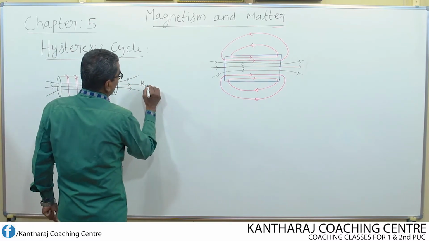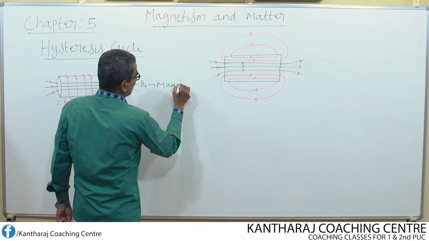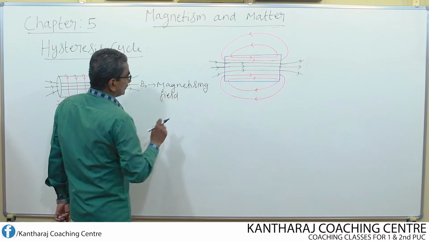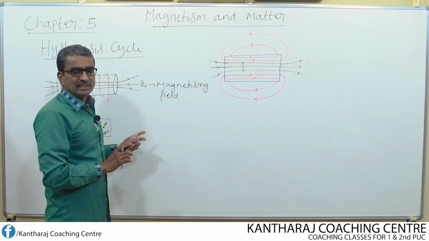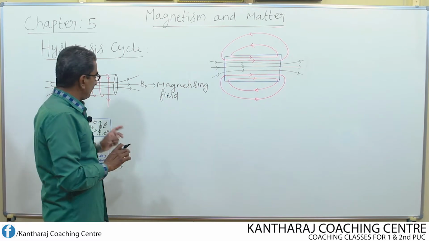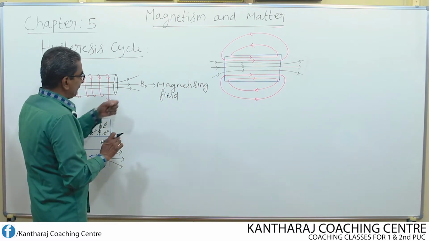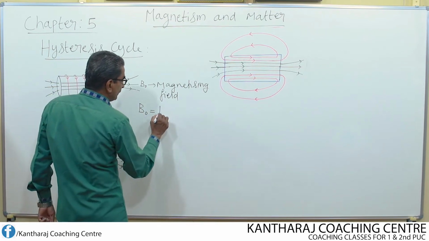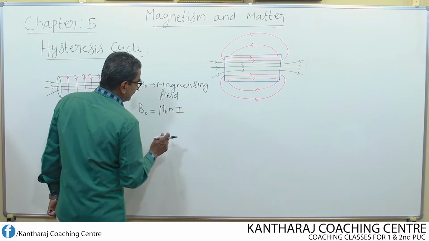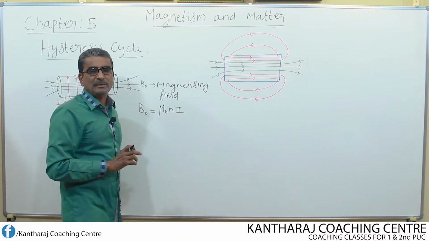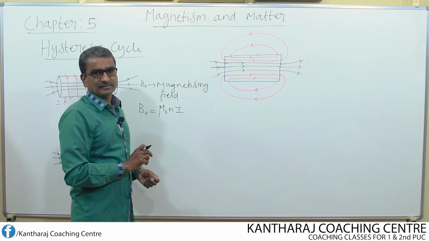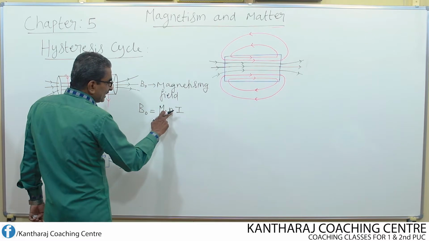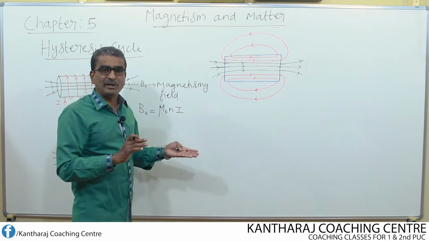What is this B naught? B naught is nothing but the magnetizing field. It is the field produced inside the solenoid when kept in vacuum by passing the current through it. Mathematically it is given by B naught equal to mu naught N into I. What is mu naught? Absolute permeability of free space. Free space means here we consider vacuum. What is N? Number of turns per unit length.